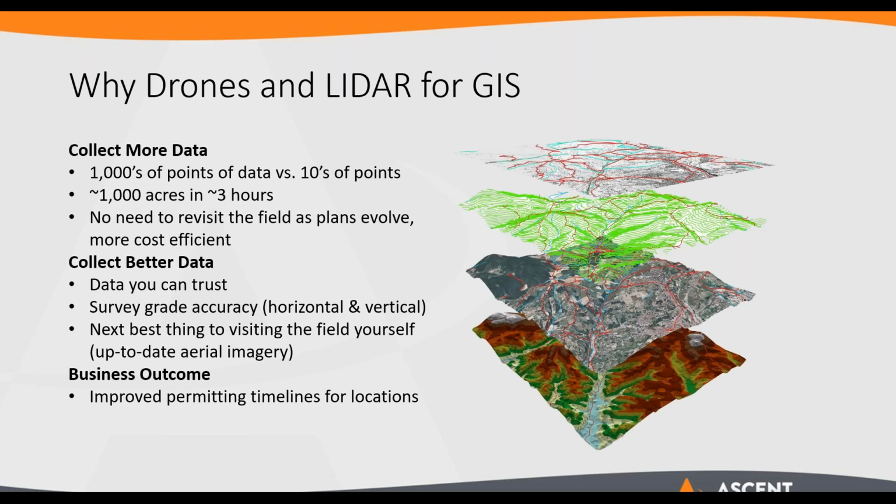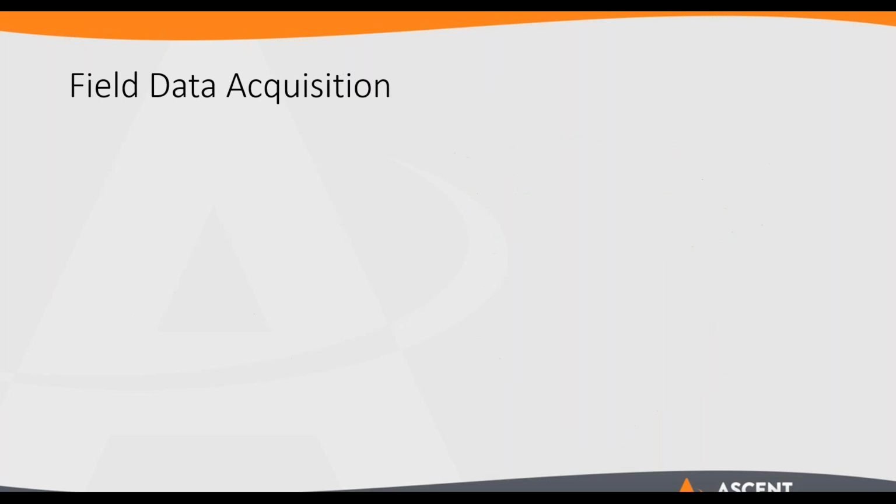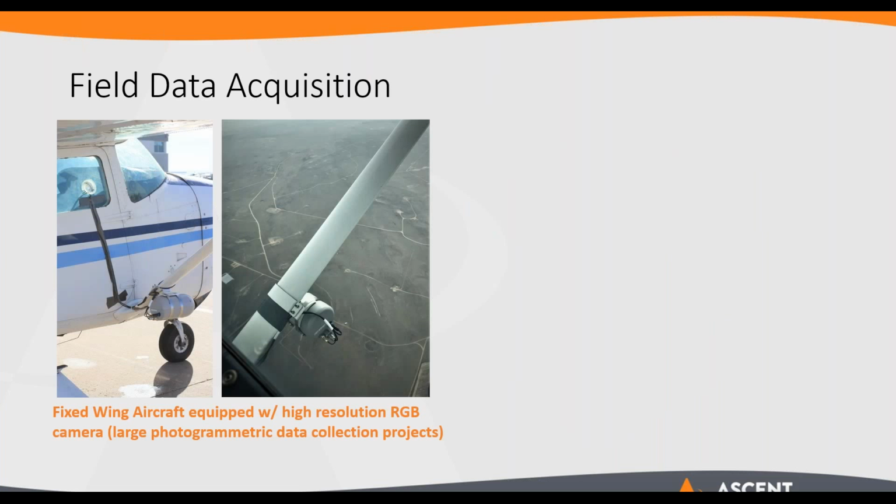So why drones and LIDAR for GIS? Really what it comes down to is collecting more usable data in less time so that you can better plan a location. The data is accurate, it's collected very quickly, and the biggest outcome of it is improving those timelines as we're discussing. So field data acquisition, how did we go about this?